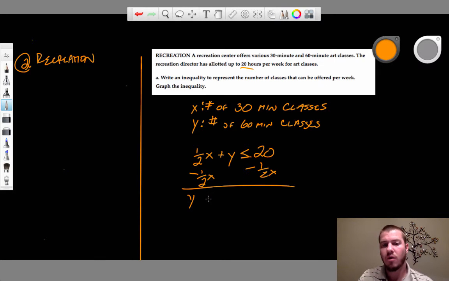Why do I change my inequality? Good job. Nope. I only subtracted the 1/2. I didn't divide by a negative. So y is less than or equal to negative 1/2 x plus 20. And now I'm going to go ahead and graph it.